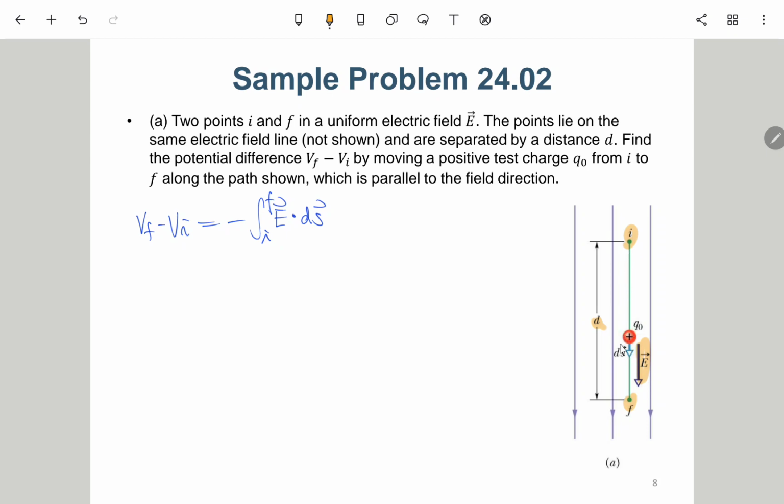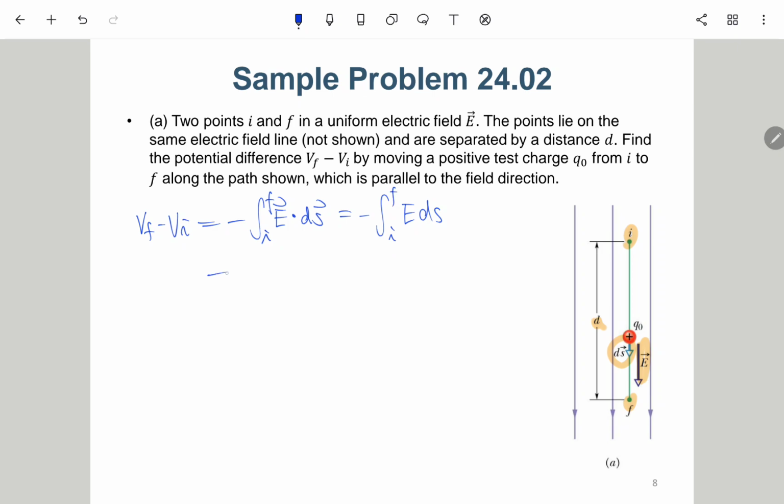In such a way, ds is also pointing downward, because it's a straight line, so the tangent line is itself. So ds is pointing downward. You can imagine E dot ds will be a positive number, and they are pointing to the same direction. So E dot ds becomes E times ds times cosine of 0 degrees, which is 1. So I don't write it out.